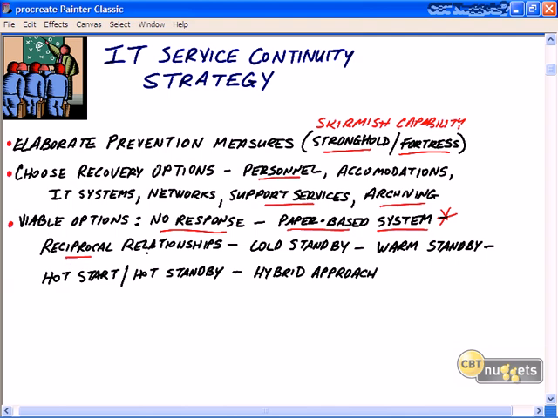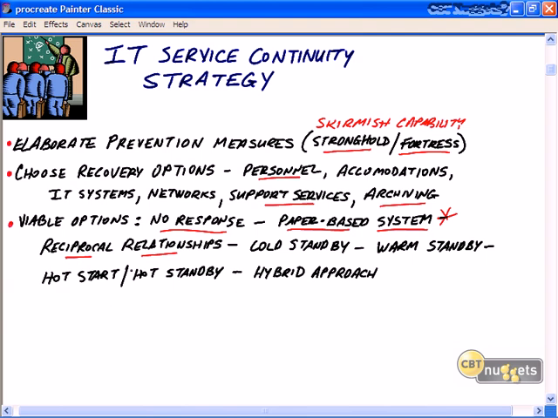Also, you can rely on a reciprocal relationship. This is an arrangement between two organizations that have the same type of hardware and possibly software. They agree to provide each other with facilities in case of a disaster. So you've got two companies and they have an agreement that says, if one of us has a disaster problem, we're going to rely on you to give us facilities, to give us support services, to give us archiving areas, access to network and IT systems. This is going to tie into the capacity management team greatly, making sure that you have the capacity to be there for the other partner organization, not just so much are they going to be there for you.